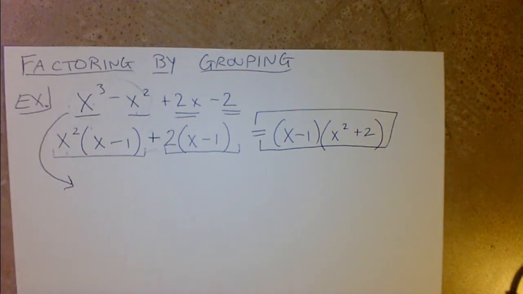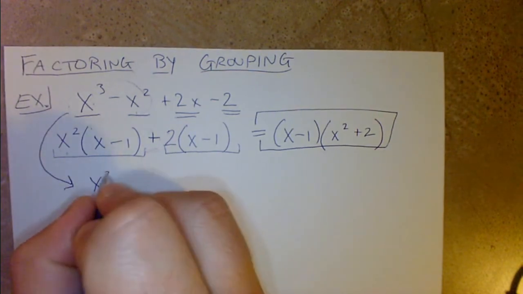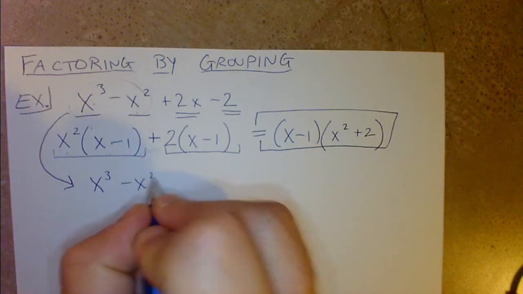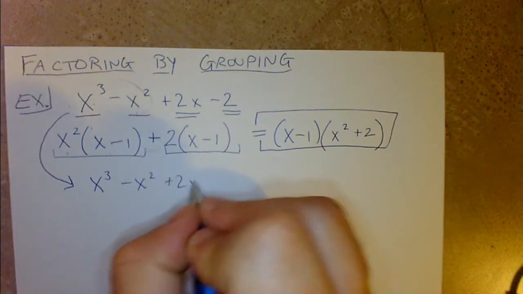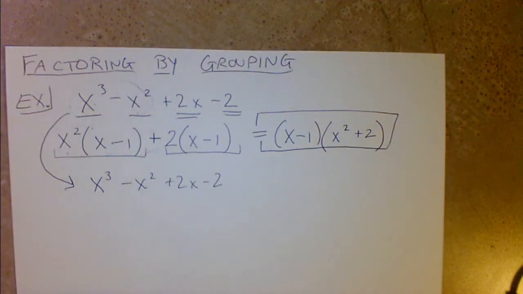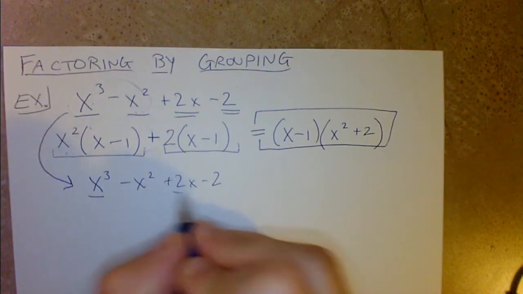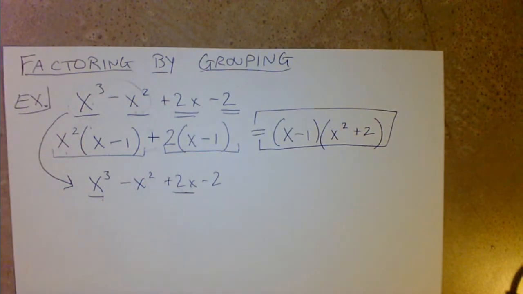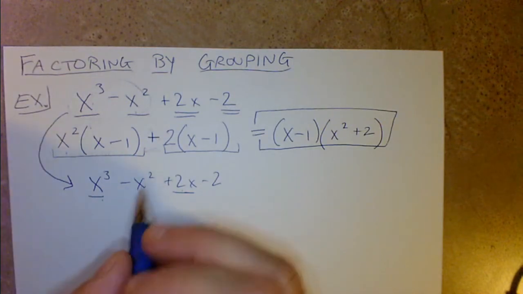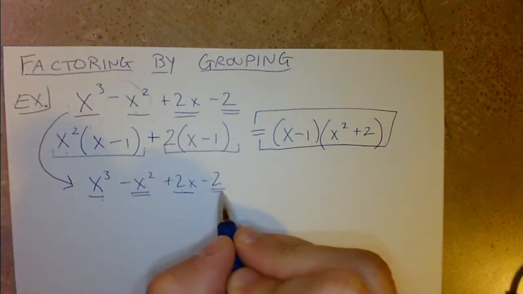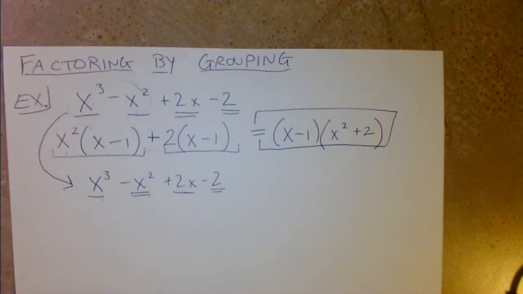Fortunately, we can do this problem a different way. So if I wrote x cubed minus x squared plus 2x minus 2, this is the problem that I was given. Maybe I'll group it like this. I'll group the x cubed and the 2x together because they have a factor of x in common. And I'll group the negative x squared and the negative 2 together because they have a factor of negative 1 in common. Does looking at the problem like this change the answer?